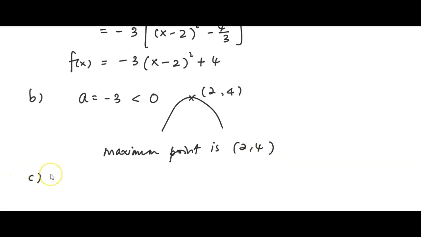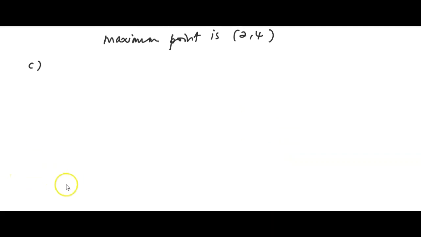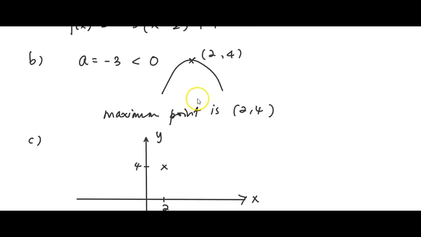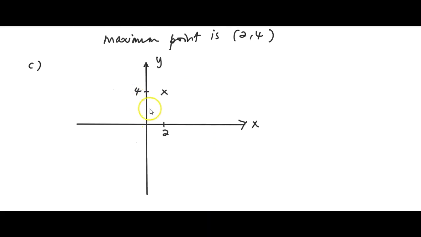Alright. Then the question asks us to sketch the graph. From the information that we got, the maximum point is (2, 4), right? So just mark 2 on the x-axis and then 4 units for the y. So (2, 4) will be somewhere here. And now you need to sketch it in this shape. It's a parabola and it opens downwards. So the graph will be like that.